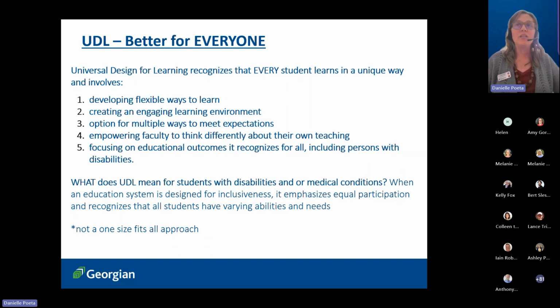And what does that mean? So when an education system is designed for inclusiveness, it emphasizes equal participation and recognizes that all students have varying abilities and needs. And as Kim had mentioned, it's not a one-size-fits-all approach.